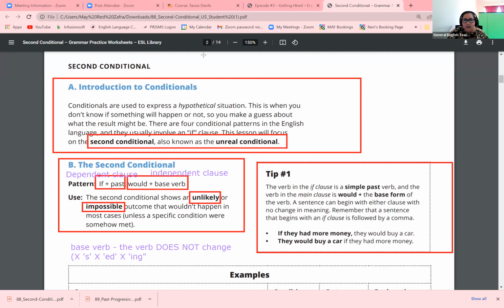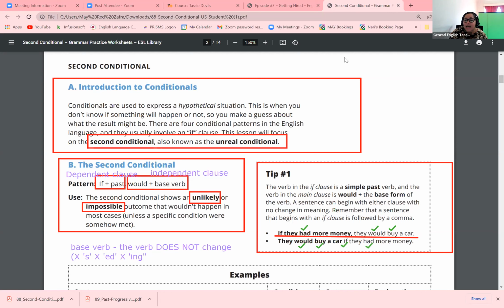For example, hi, Carol. For example, here, if they had more money, you can see here that the verb had is in the past. And then the second phrase is would, and the verb in the second clause is the base verb buy. So the pattern is still the same. Even if we interchange the sentence, they would buy a car. So would was there, and the base verb buy is there, and then if is followed by a past tense. Make sense? It's clear?